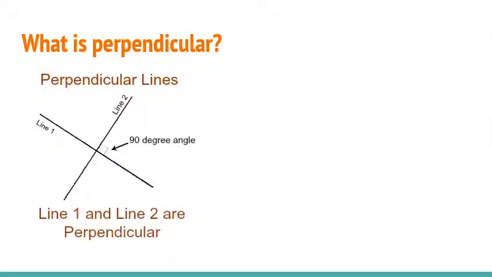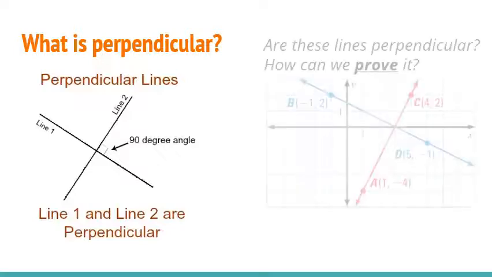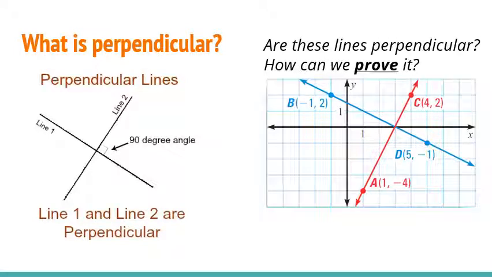Let's review really quick. What is perpendicular? Perpendicular lines are lines that intersect at a 90-degree angle. So here line 1 and 2 are perpendicular because they make 90 degrees. What we're interested in this lesson is how can we prove this? If we're given any set of lines or we know 2 points on those lines, how can we prove that they intersect at 90 degrees? It's not going to be enough just to say, well, it looks like they make 90 degrees. You want to have mathematical proof for it.